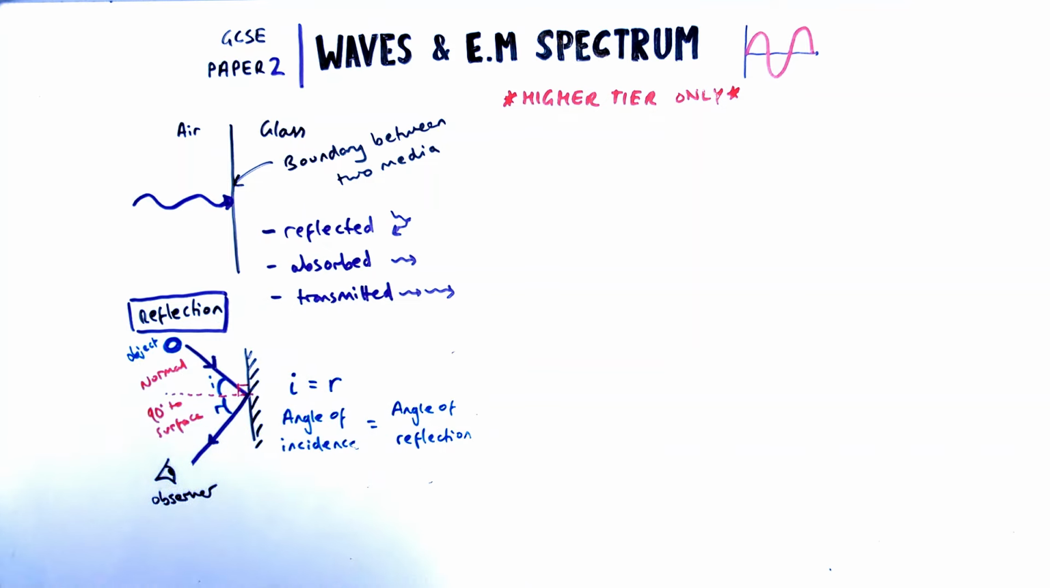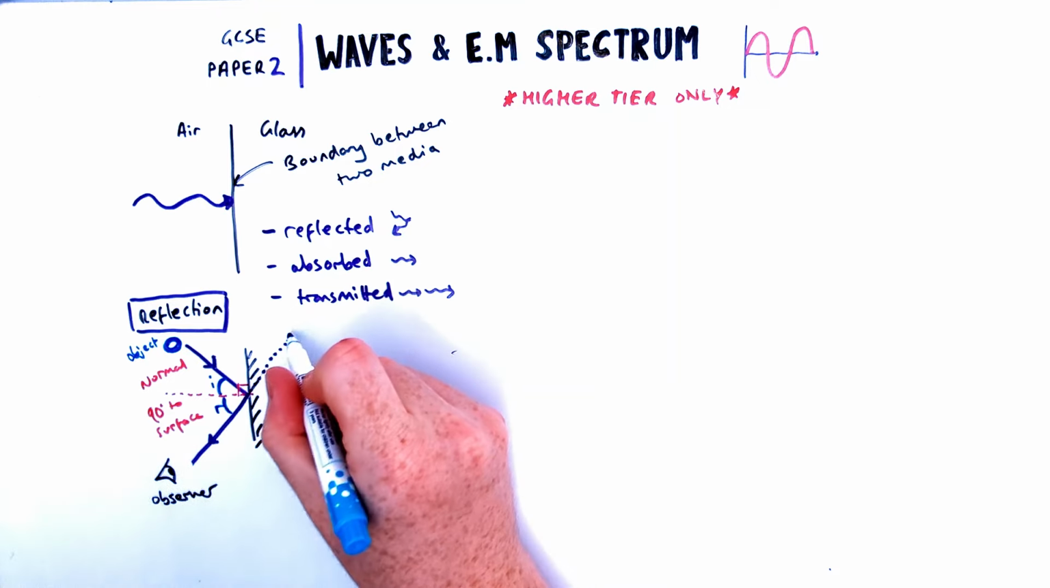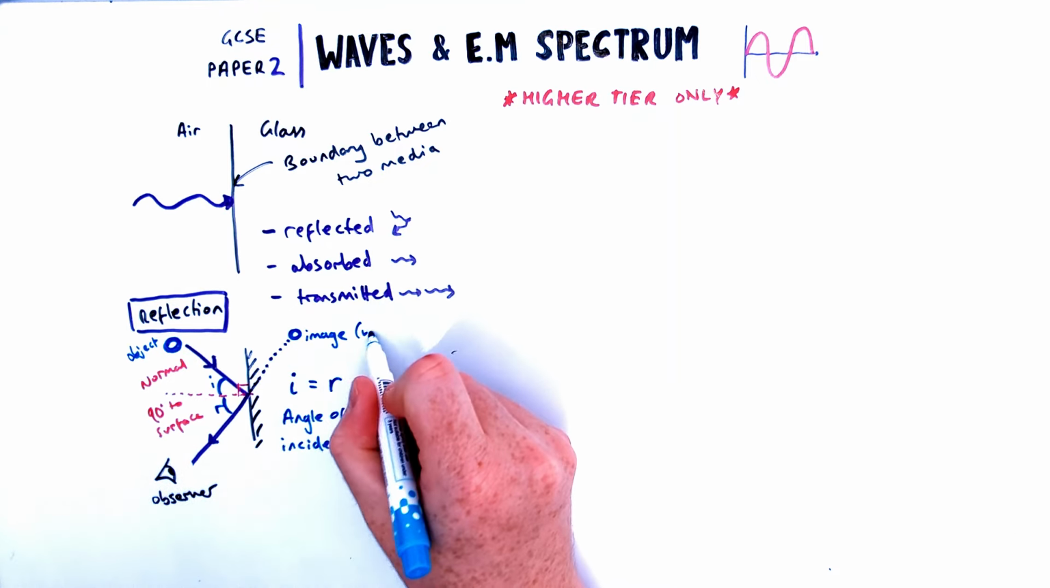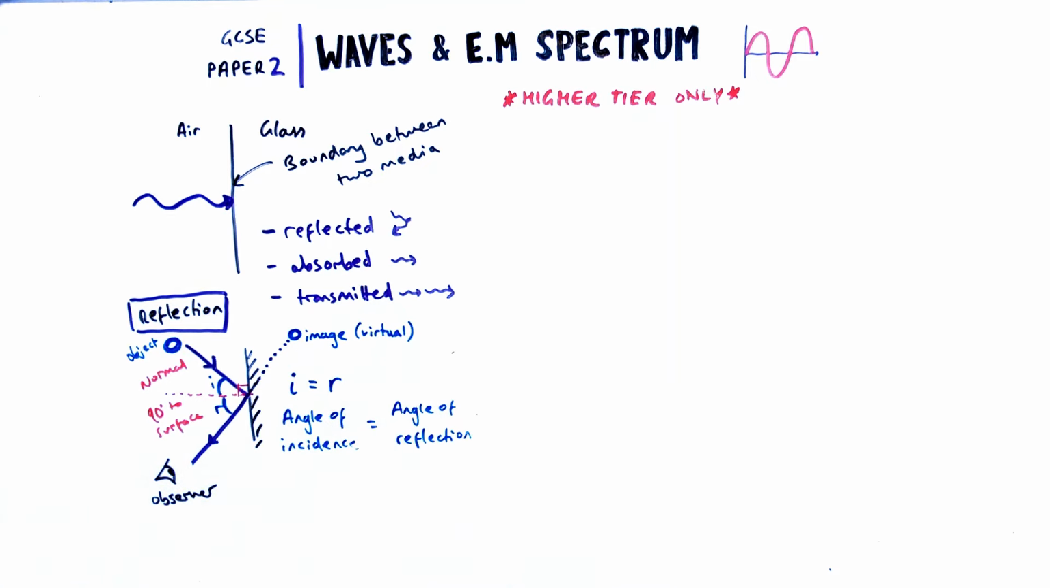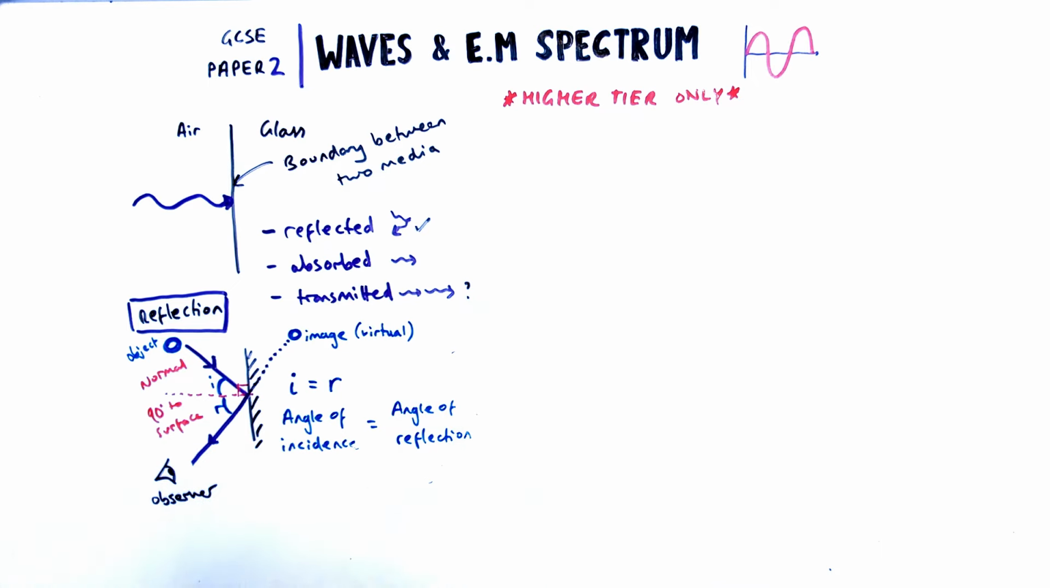If I was to introduce an observer, someone who could see the light coming from the mirror, to the observer or the person looking at it, it would look like the object is sort of behind the mirror. So if you trace the rays of light back from the person's eye past the mirror, it looks like the object is behind the mirror. So that means the image, we say, is virtual. It's not actually there. The eye is sort of playing a trick.